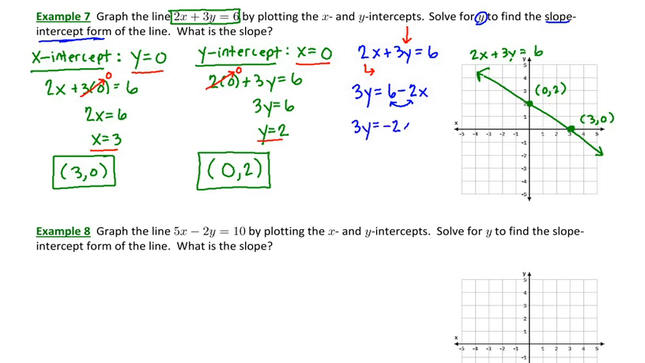So I'm going to have negative 2x here and plus 6 here. Now, to isolate y, we need to divide all of our terms by 3. And we end up with y equals negative 2x over 3, which could also be written negative 2/3 x, and then 6 divided by 3 is equal to 2. That is our slope-intercept form.